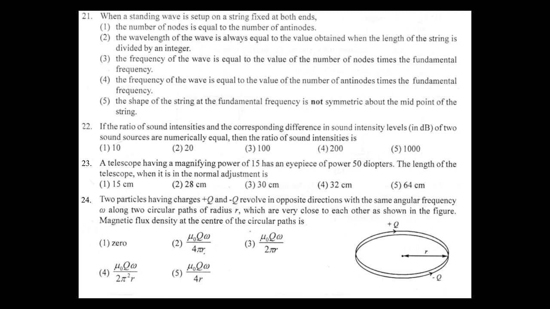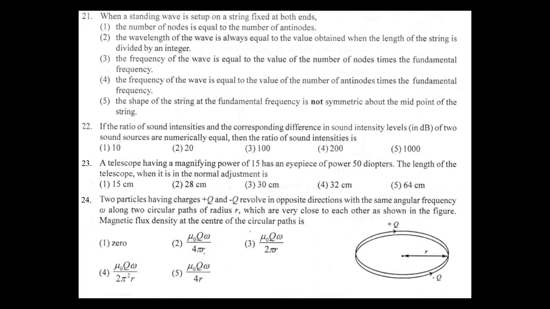And 10 log I1 over I2 is 10 log 10. Again it is 10. So I1 over I2 is 10, and 10 log I1 over I2 is also 10. So the answer would be 1, the first answer.